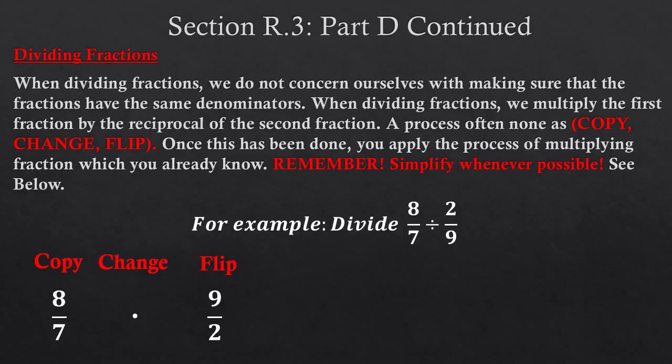8 times 9 is 72, and 7 times 2 is 14. But both of these are reducible by 2. And therefore, if I reduce them by 2, I get an answer of 36 over 7. And no, this does not reduce, so we will leave it as a fraction. There is technically no need to turn this into a mixed number unless otherwise told to do so.